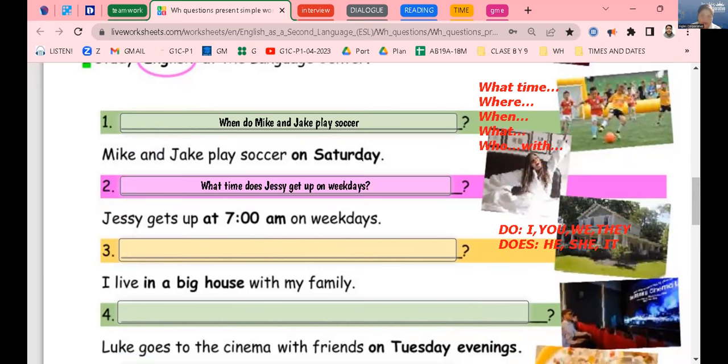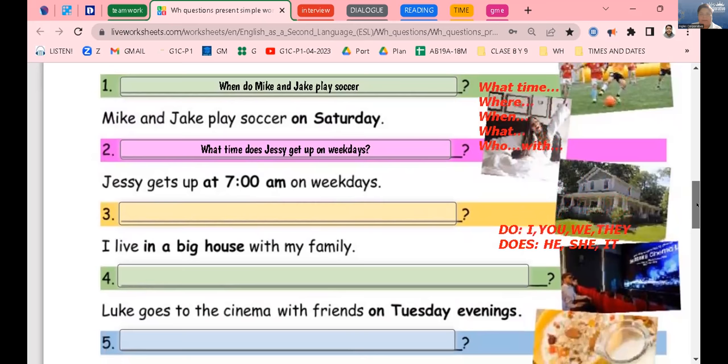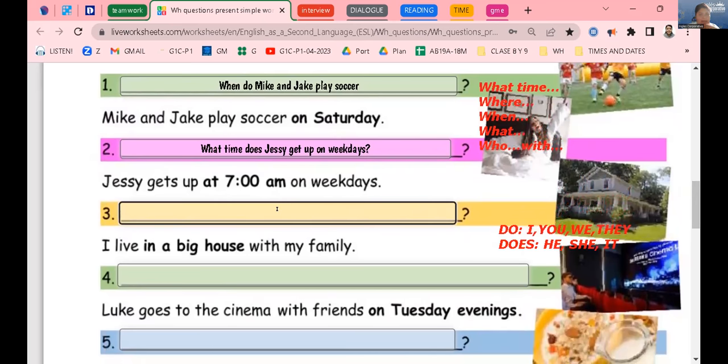Recuerden que acá ya no van a ubicar esto que está en negrita, ¿verdad? Porque si no estarían ubicando la respuesta en la pregunta. So that's not correct, right? Okay, and the next one.